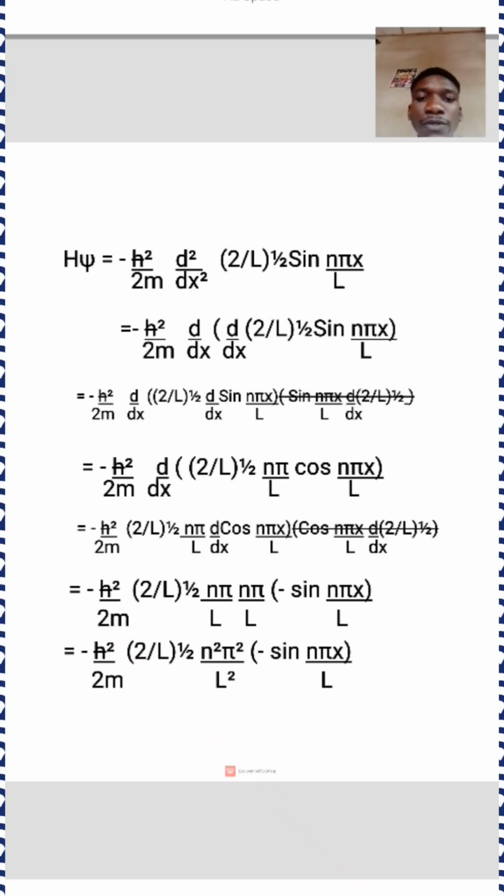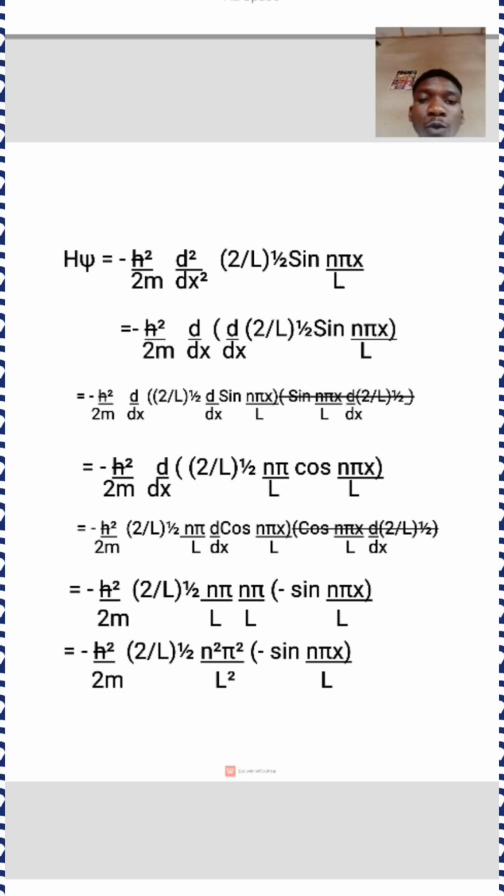Let's continue. So differentiating (2/L)^(1/2) (nπ/L) cos(nπx/L), what will we have? You keep (2/L)^(1/2) constant and differentiate cos(nπx/L). And in doing so, you keep cos(nπx/L) constant and differentiate (2/L)^(1/2).